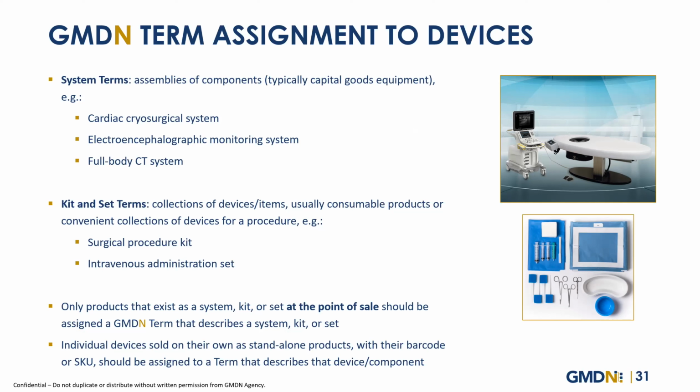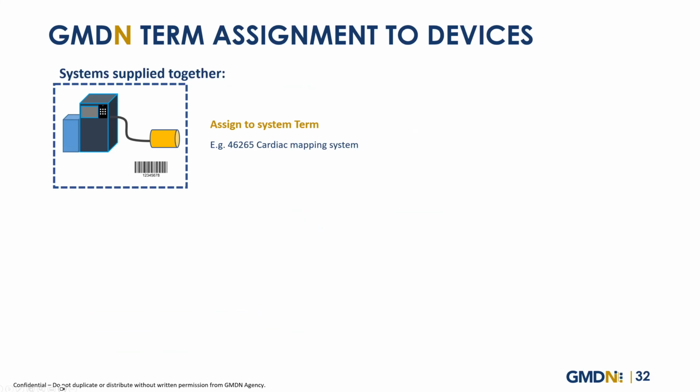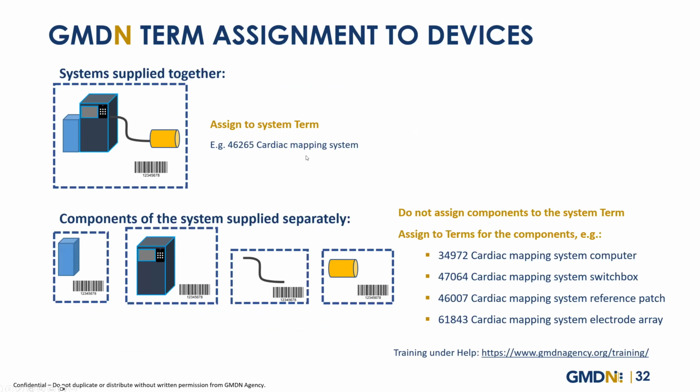In this situation, of this configuration, we can see in this example a system that is supplied together under one product code with all the components, which needs to be assigned to a system term, which in this example is a cardiac mapping system. And in case this assembly is supplied with all the components individually, under their own product codes, then a component term is appropriate for each of these components.